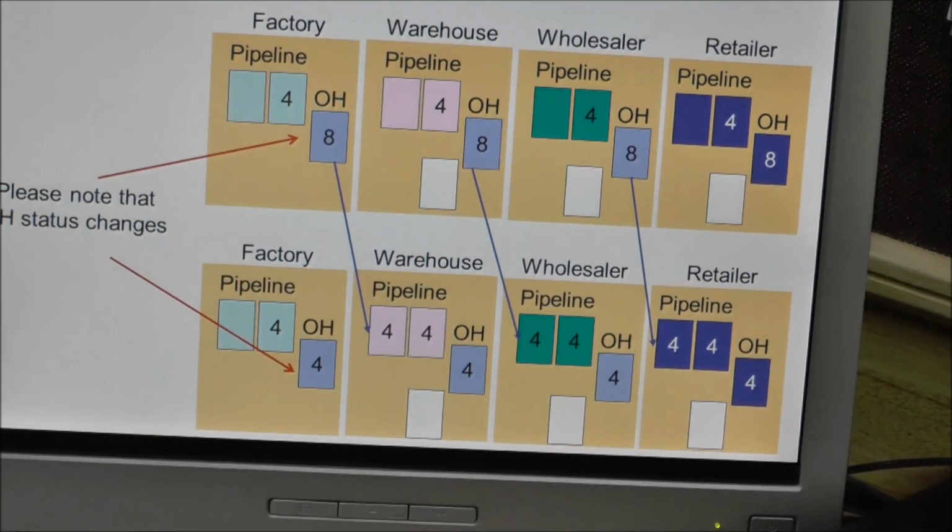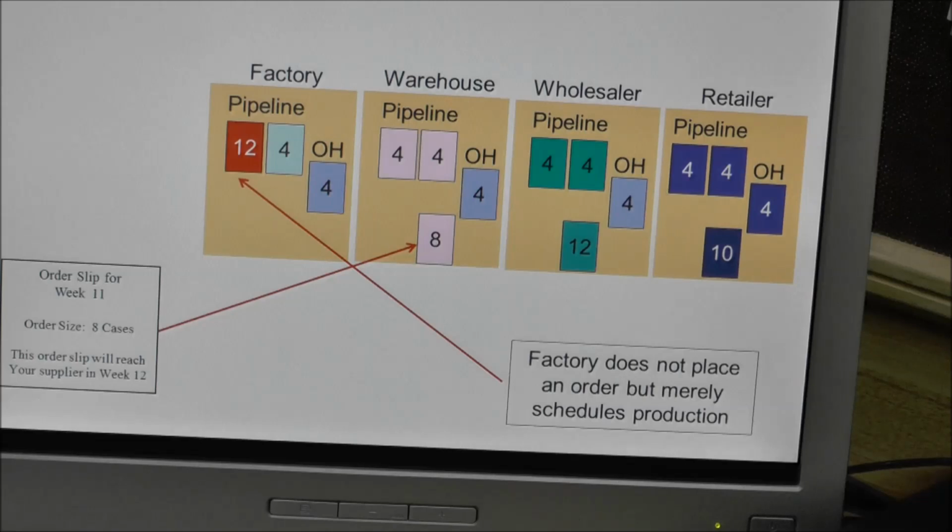And so on hand inventory becomes 8. In the case of the factory, from 8 it becomes 4. Why? Because the second truck has now received 4 in the warehouse. Same thing happens in all other places. So that's how we have started scheduling shipment into the 2 week truck. And the factory does not place an order, it merely schedules a production. In this case, it appears that they want to manufacture 12 crates of beer.